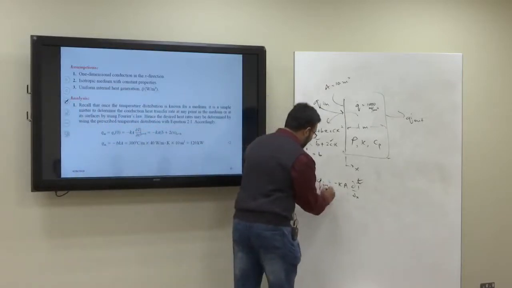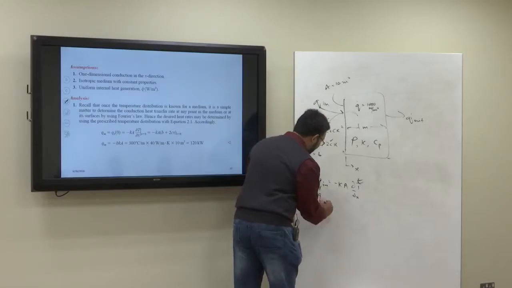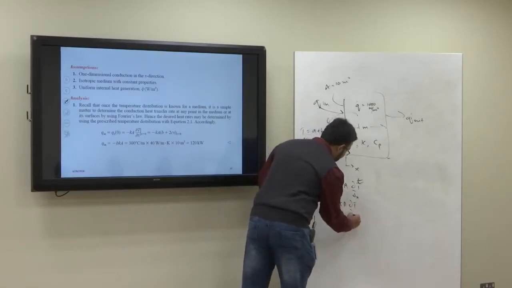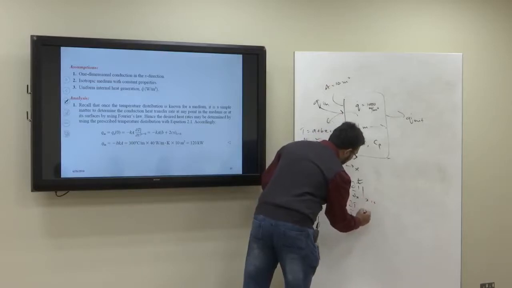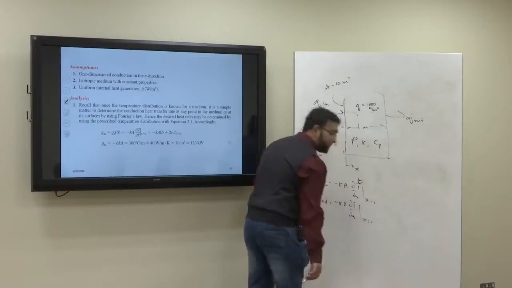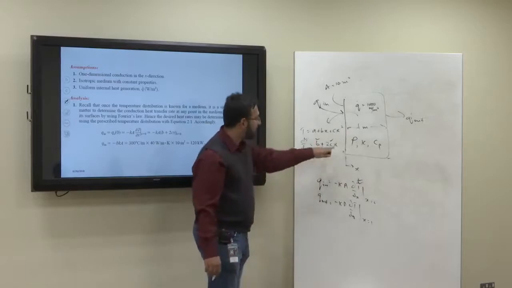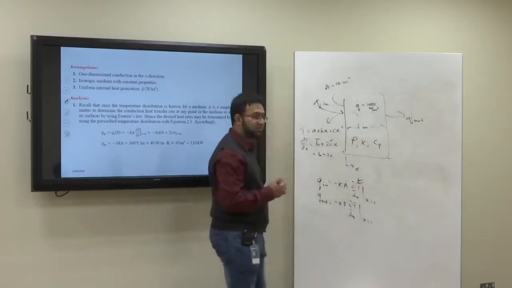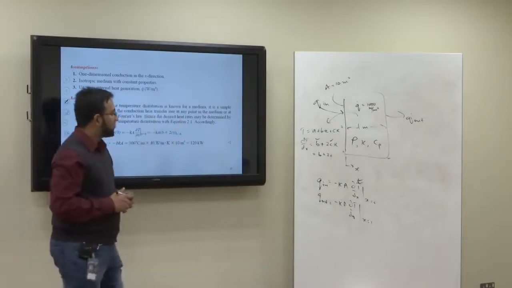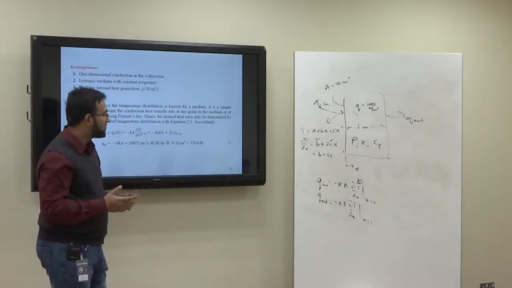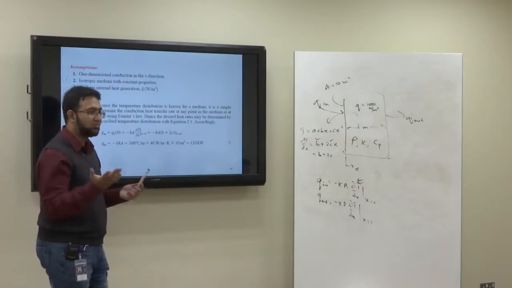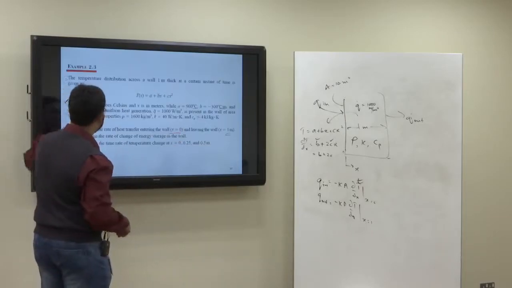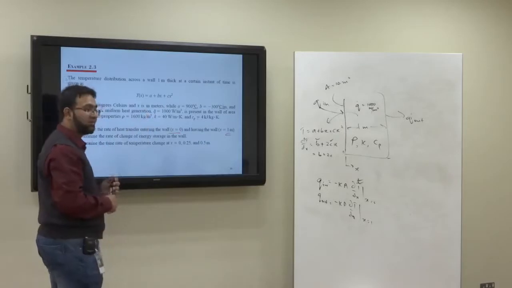So that's Q in. Q out, same: negative K A ∂T/∂x. So this was at x equals 0, but this is at x equals 1. Now you will have x, so it's actually B plus 2C. So just substitute the values and Q out, you got it. Okay, so the first part is done. Determine the heat transfer entering and leaving the wall.